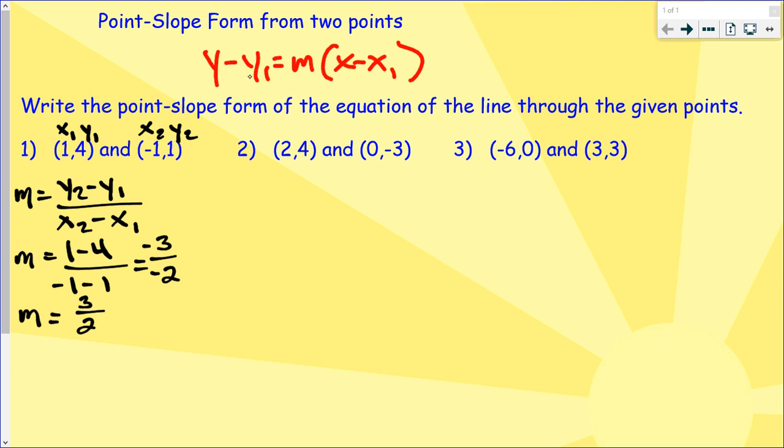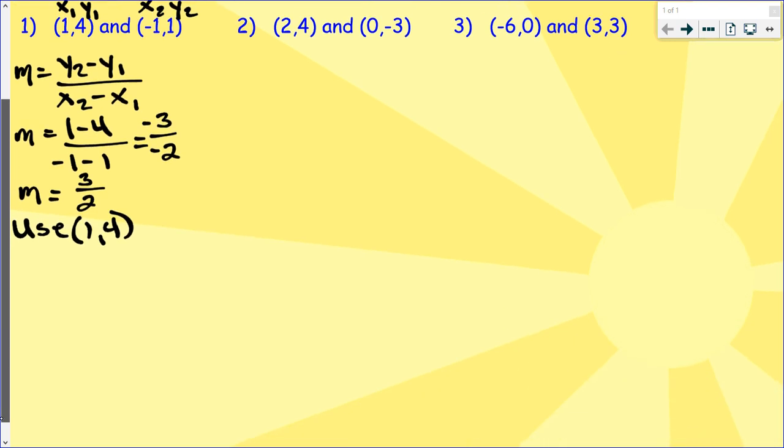Now we need the x1, y1. And we can use either one of these ordered pairs. Doesn't matter. So that means there's actually 2 separate answers for this problem. There's one answer using this point and one answer using this point, and they both would be correct. So let's use 1, 4. So I'm going to use m is 3 over 2, and I'm going to use the point 1, 4.